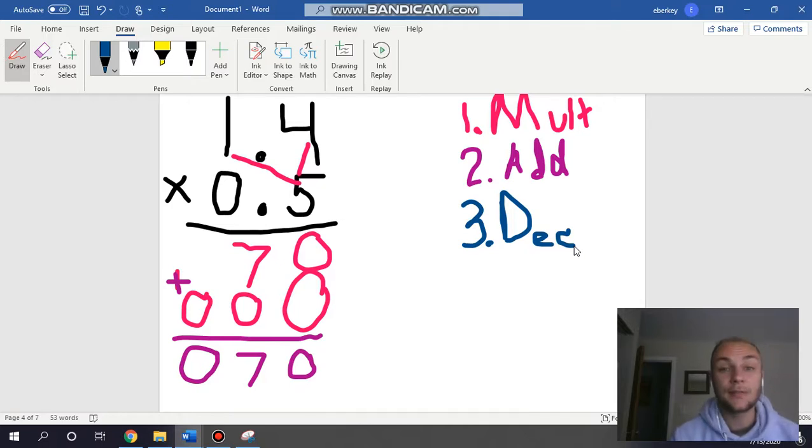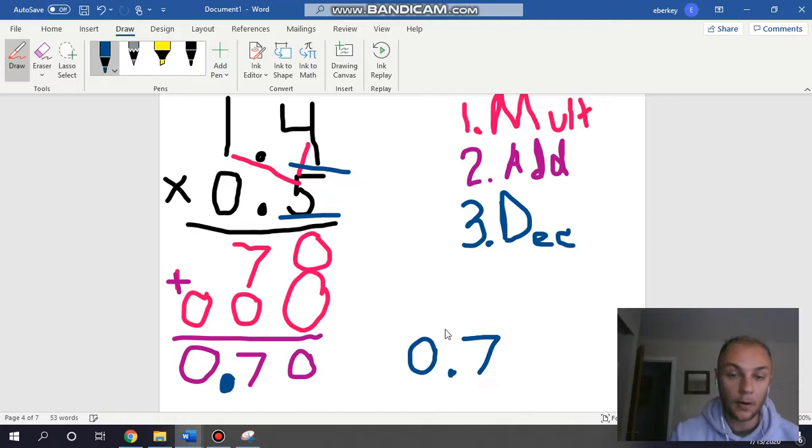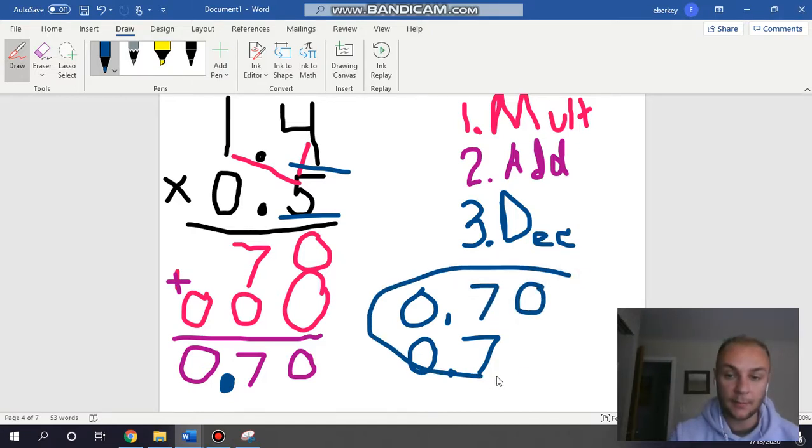Now, I'm going to show you something that might be different than what Mr. Locke showed you. You need to count how many numbers are behind the decimal. 1, 2. There are 2 numbers behind the decimal. So we need to make sure that there are 2 numbers behind the decimal in our answer. So our answer is 0.7 or 0.70. Either one works. I put both of those in as answers.